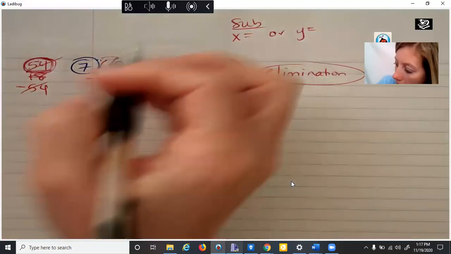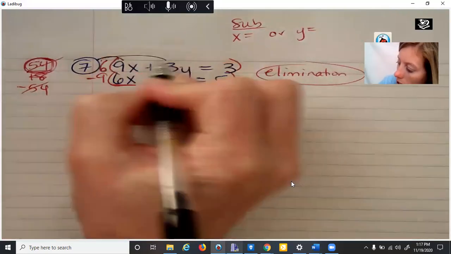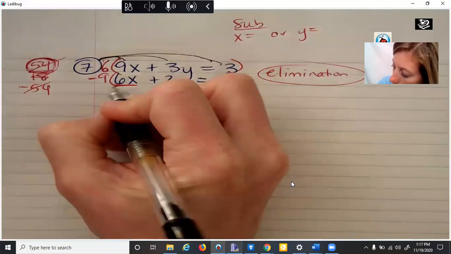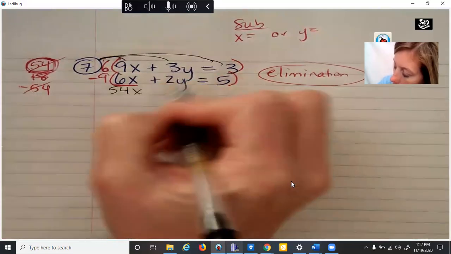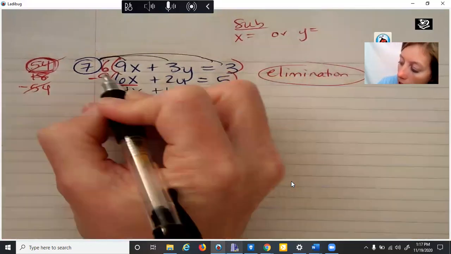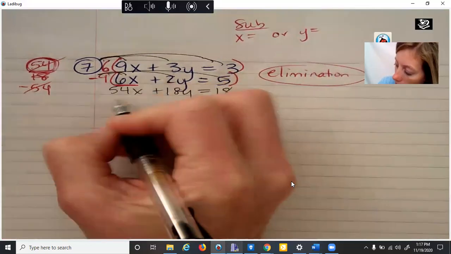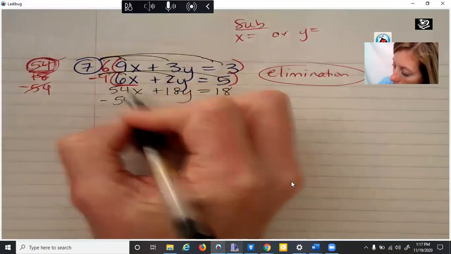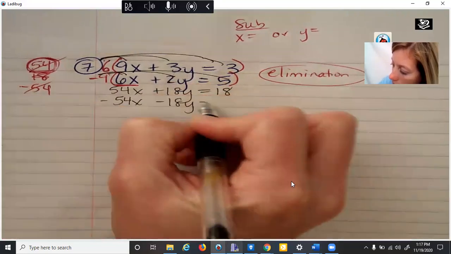Okay, so I'm going to multiply everything by 6. So that gives me 54x, 18y, and 18. Then I'm going to multiply everything by negative 9. So that gives me negative 54x, negative 18y, and negative 45.